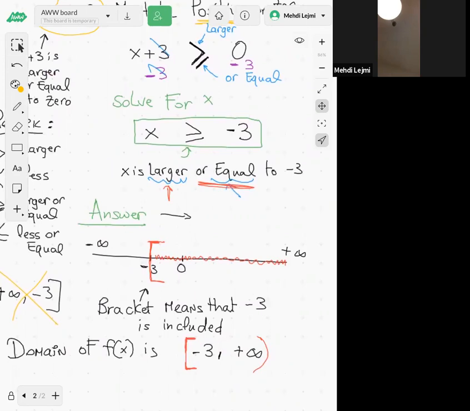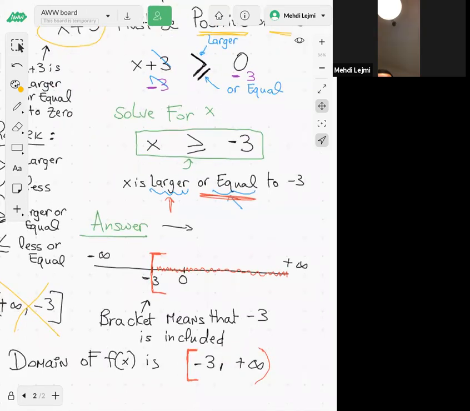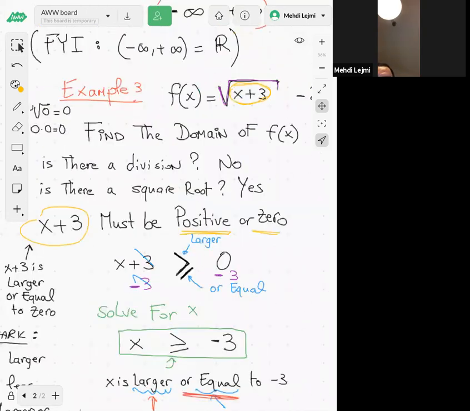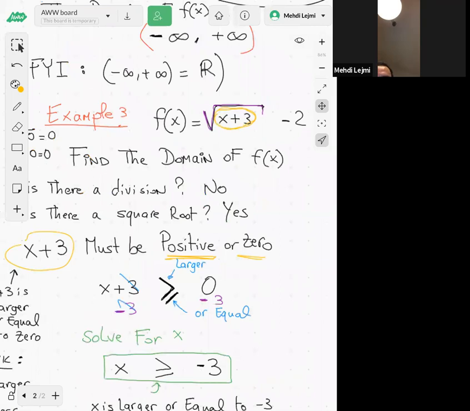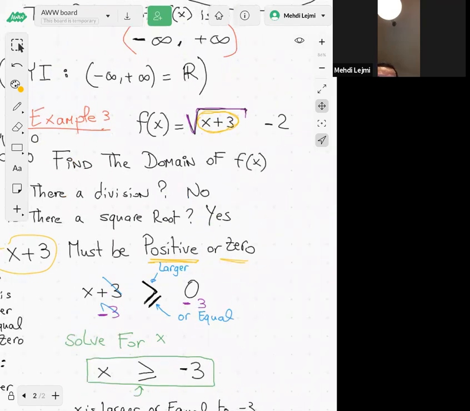Okay, x is larger than negative 3. So let's say, if x is 1, then under the square root I'm going to have 1 plus 3, and that would be 4. That would be a positive number, right? And the square root of positive 4 would be a positive 2. So the final answer would be 2 minus 2, which is 0. So my input x can be equal to 1, right? And that's a number which is larger than negative 3.